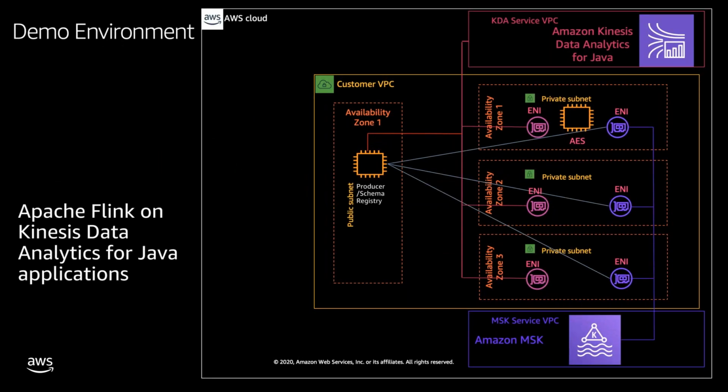So here is the demo environment. This environment, which was created with a CloudFormation template, created a new VPC with 3 private subnets, 1 public subnet, and other necessary VPC plumbing. It created a new MSK cluster as well, with 3 broker nodes in 3 private subnets. It also created a public EC2 instance, which has a running Confluent schema registry, and also is the instance where I'll run the Kafka producer.